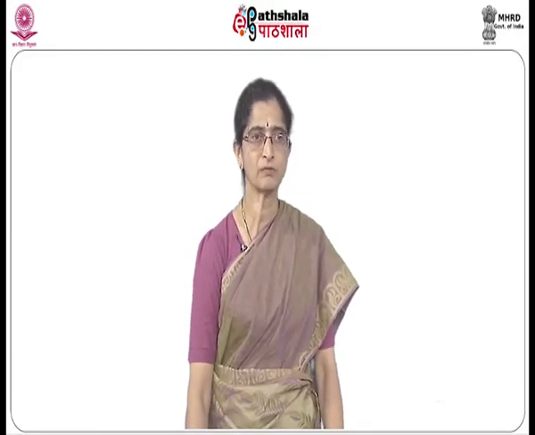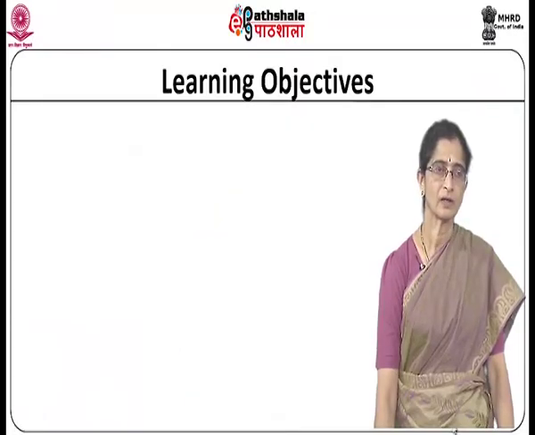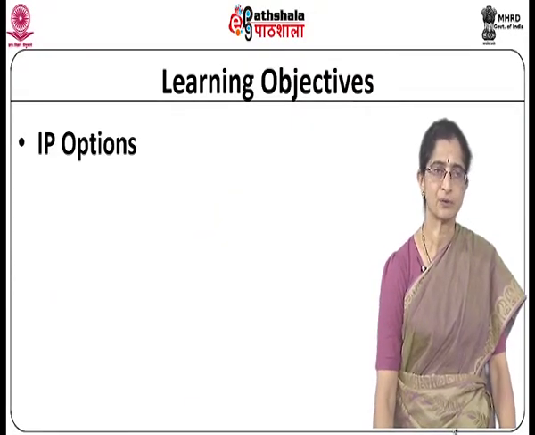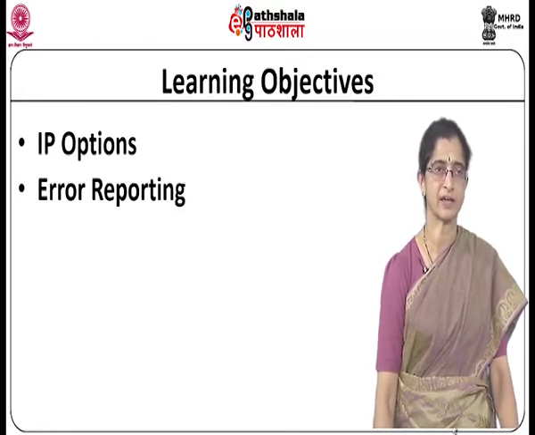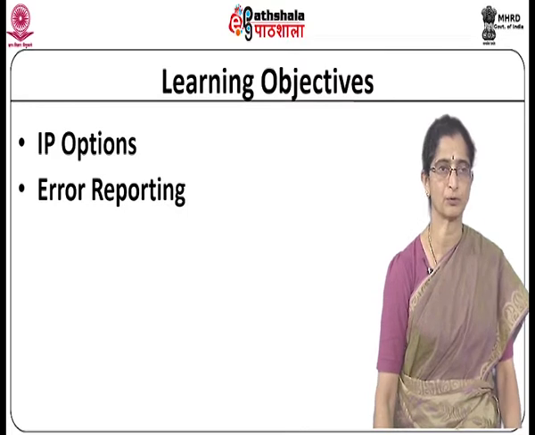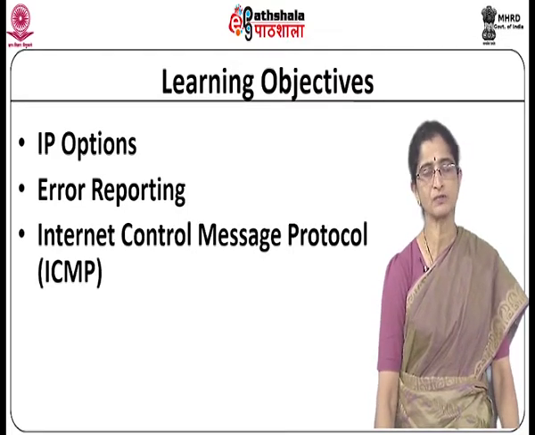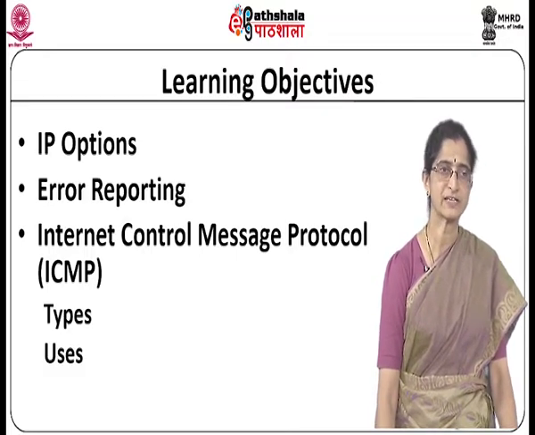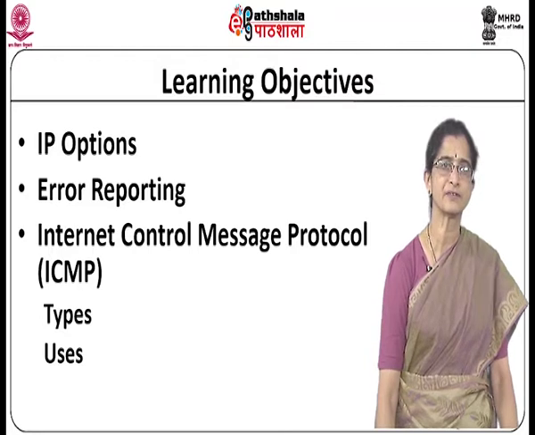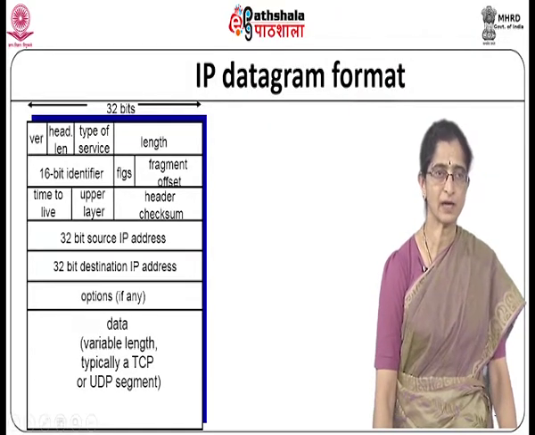In today's module, we will be looking at IP options and ICMP. So, learning objectives for today's module are the following. We will look at the different options that are there in IP, and we will look at the error reporting protocol, the ICMP protocol, or the Internet Control Message Protocol, which is the companion protocol for the IP protocol. We will look at different types of ICMP messages that are there and the different uses of these ICMP messages. So, let us start with the IP options.